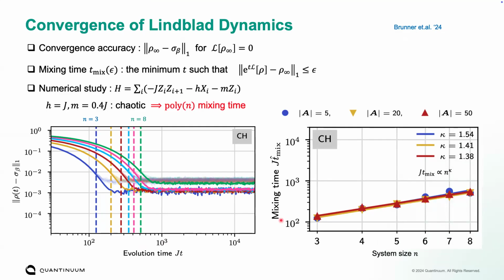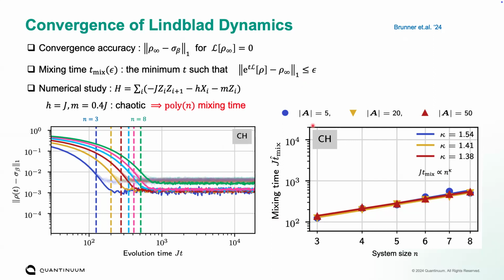Admittedly, the system size is not too large, so we want to do bigger experiments or numerical simulation, but this is what we got so far. The x-axis is system size, and the y-axis is mixing time. This kappa, maybe I should explain the different colors first.